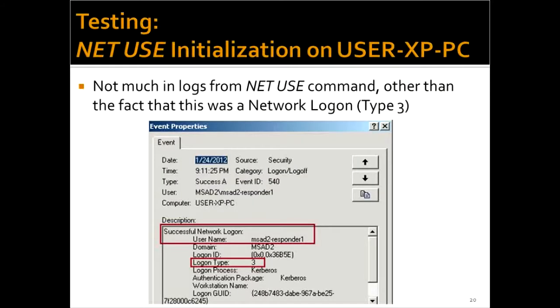So we'll take a quick look at the logs. This is the event log from the event logs for the net use command. At the right there in the middle is the logon type 3. This is a network logon, which we would expect, and which is the safer method.